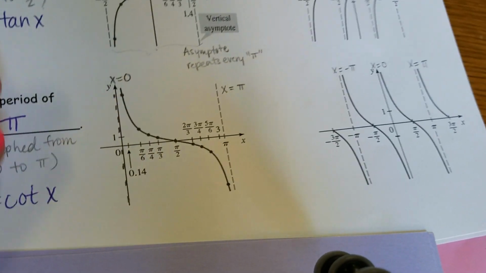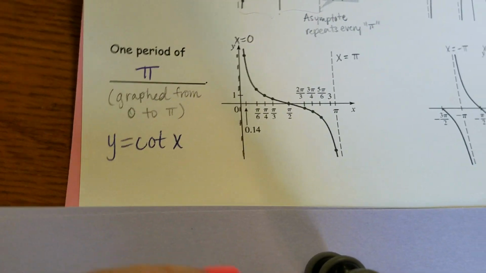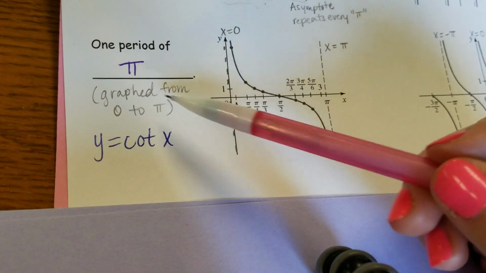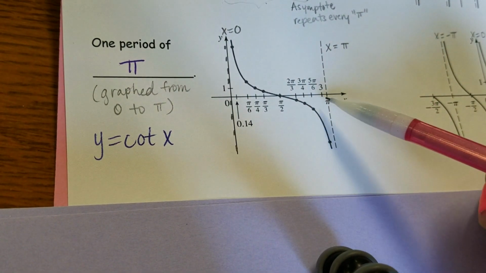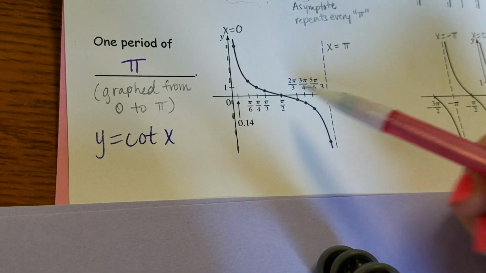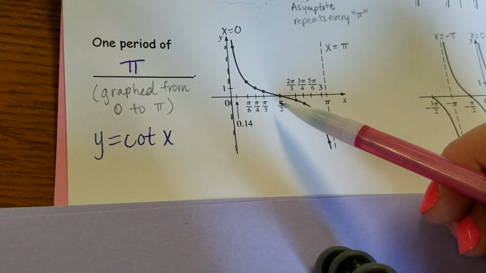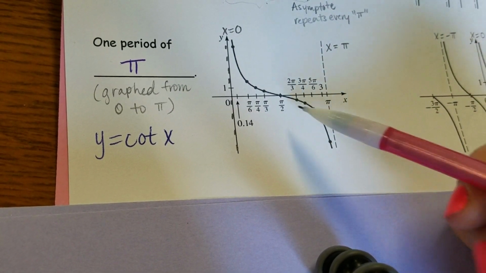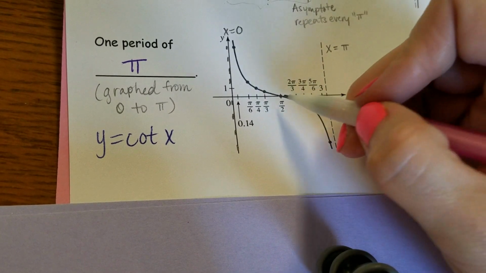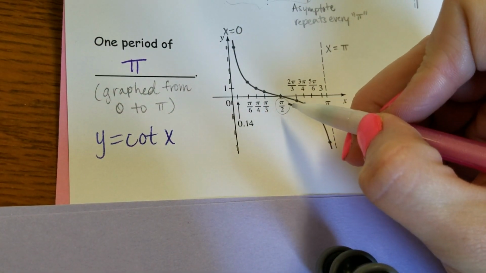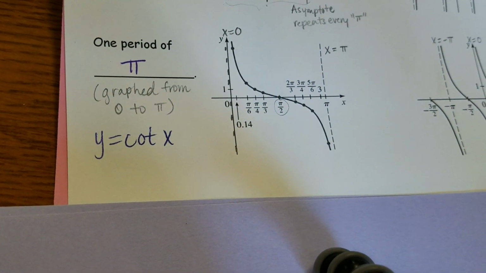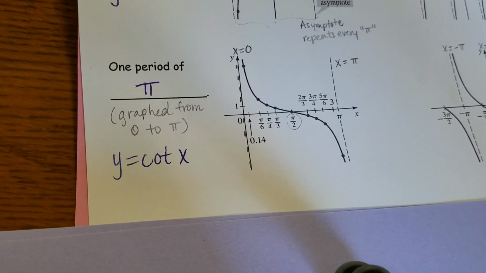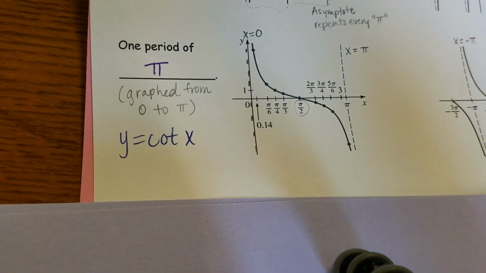And then for your cotangent, which is a reciprocal, this is graphed from 0 to pi, and that's because your first asymptote occurs at pi. The cotangent, just like the negative tangent, is going to be going down from left to right. Notice here that the center point is at pi over 2. Where was the center point on tangent? 0. And this is still 1 period. It's just graphed from 0 to pi.